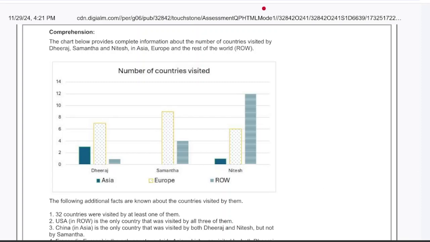CAT 2024 Slot 1 LRDI puzzle number 4. The puzzle says the chart below provides complete information about the number of countries visited by Dheeraj, Samantha and Nitesh in Asia, Europe and rest of the world. 3 countries, 3 different people. And this is a very important thing when they say complete information provided here in the graph.